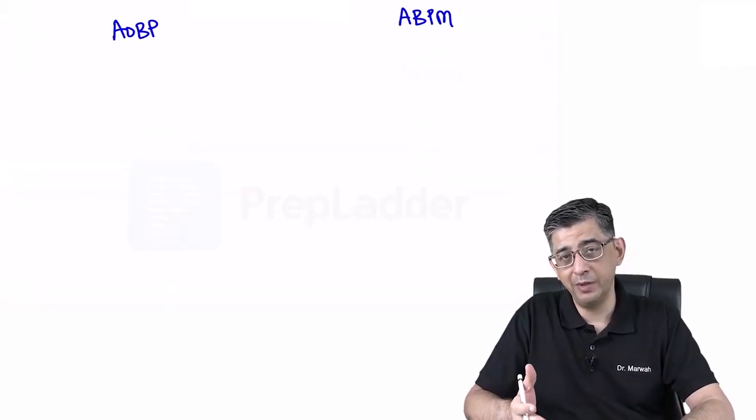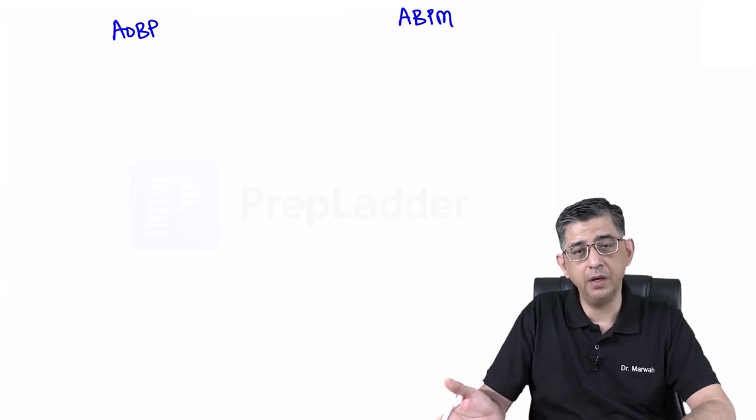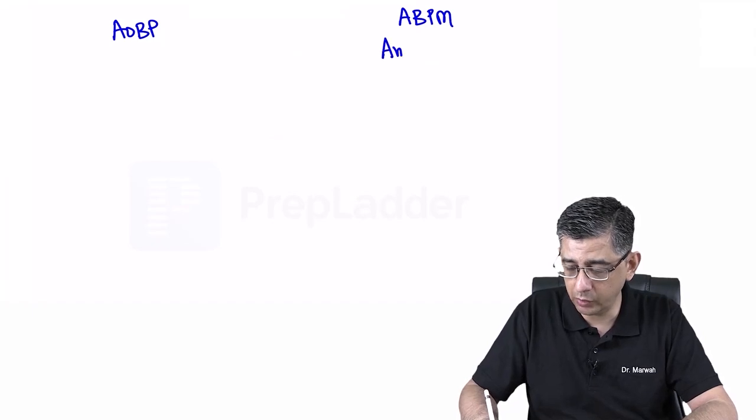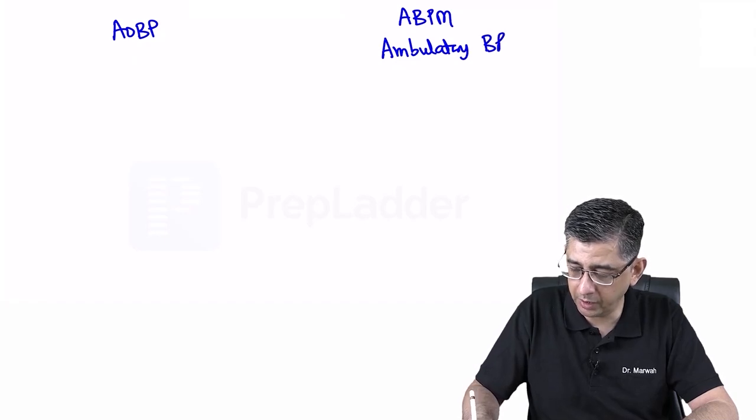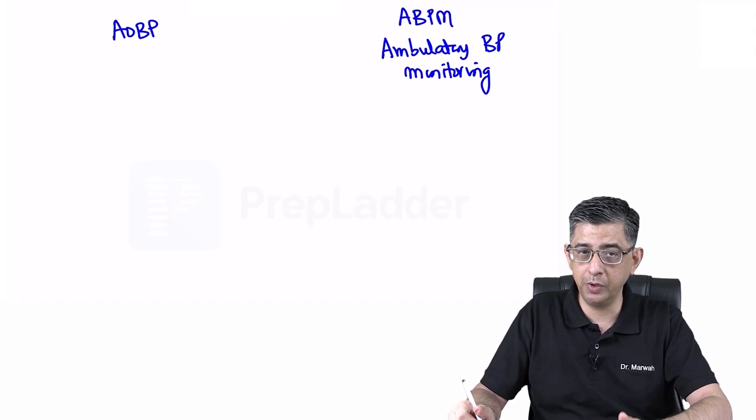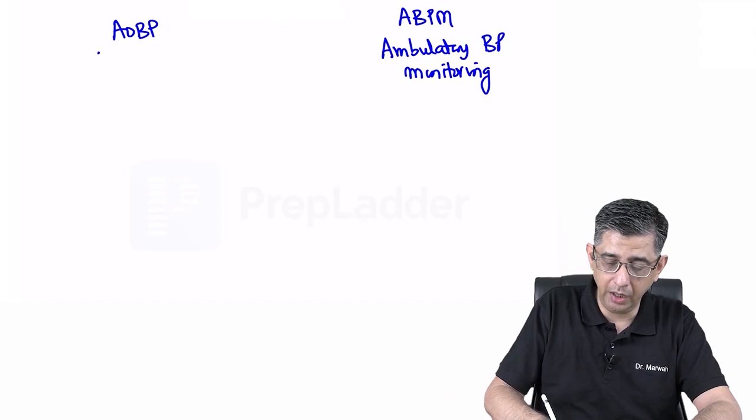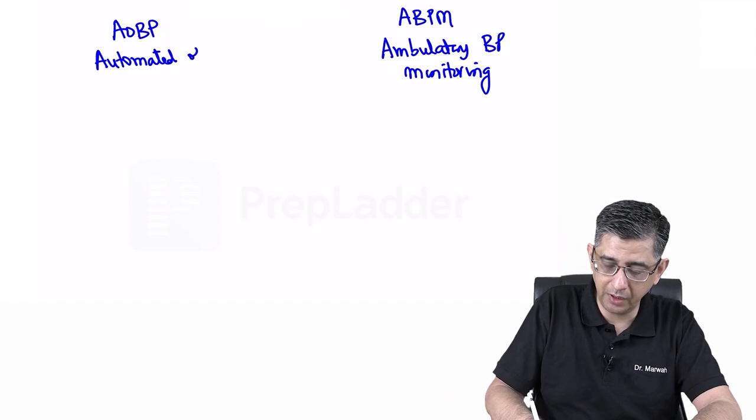So I will now be describing these terms to you like AOBP and ABPM. ABPM is still, I would say, easier to remember because I've already used this term before. That is ambulatory blood pressure monitoring. And this is the one that is recommended nowadays for diagnosis of hypertension. Instead of isolated BP recordings, he says a continuous recording will give you better information. And AOBP stands for automated office BP monitoring.